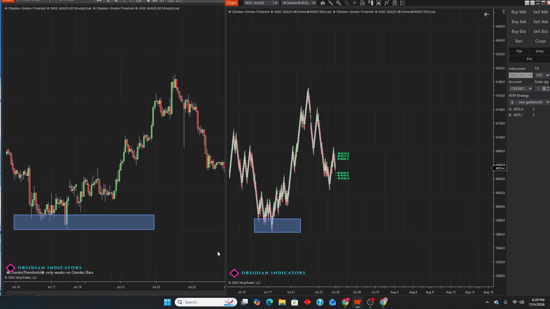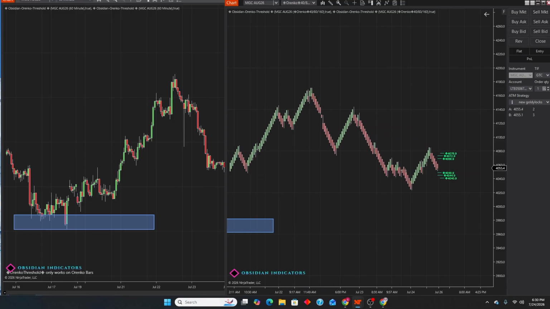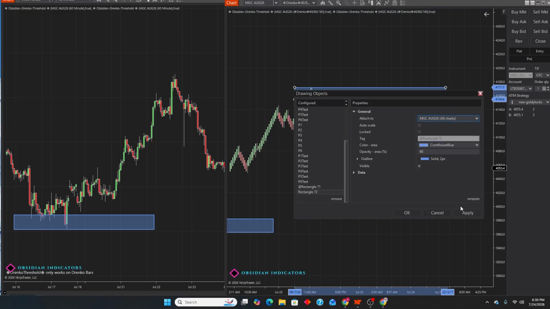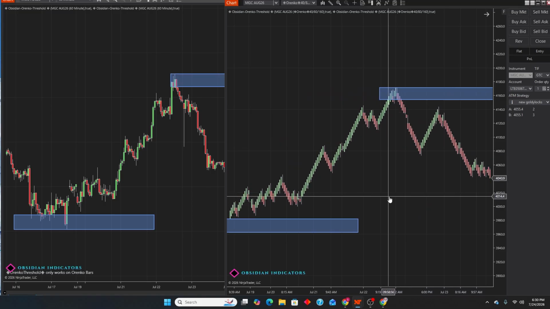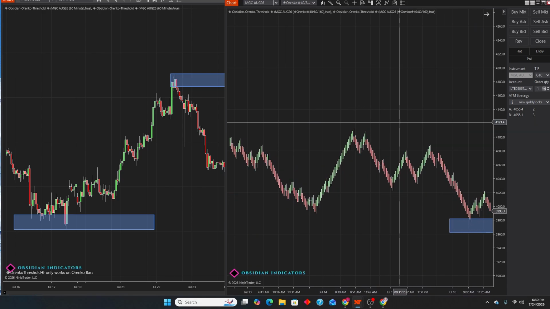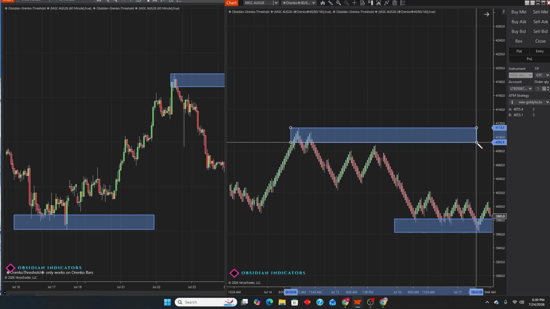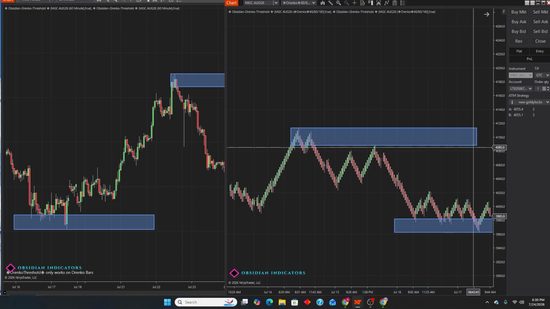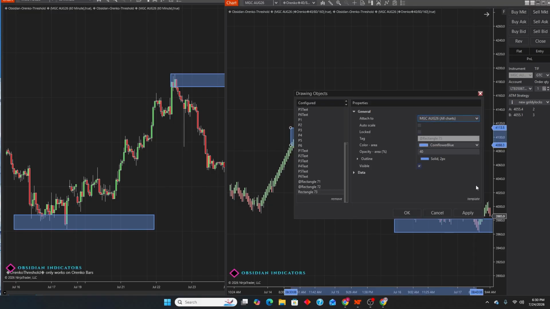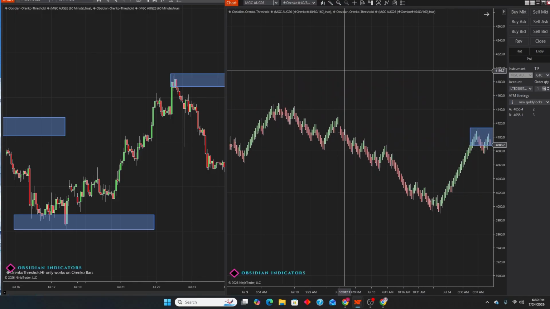There's many roofs. Let's do this one up here. Why? Because price looked like it didn't want to go past here. If we want to make it more noticeable, we can go here. We can go here.